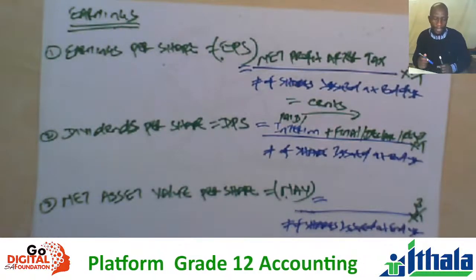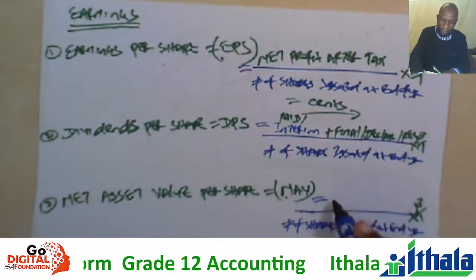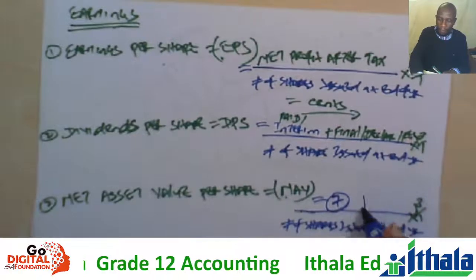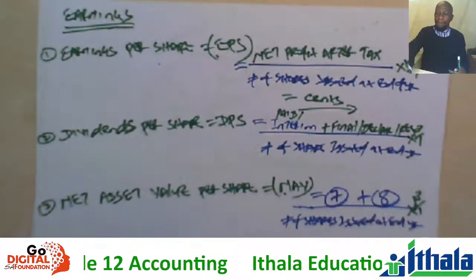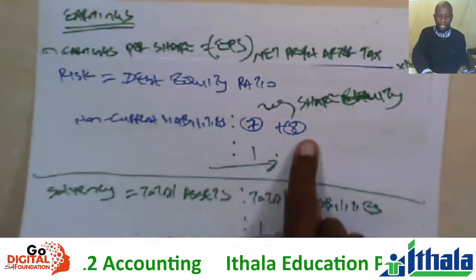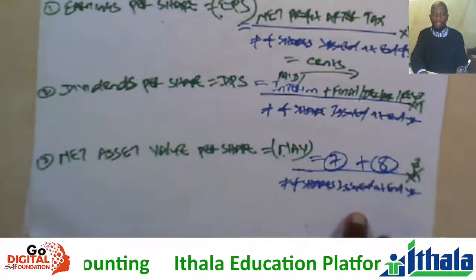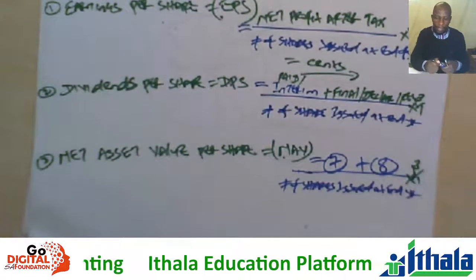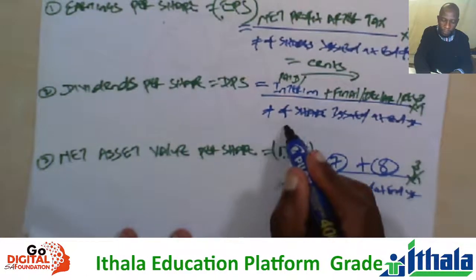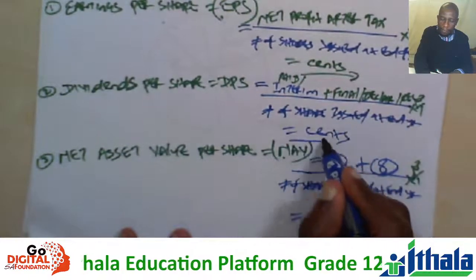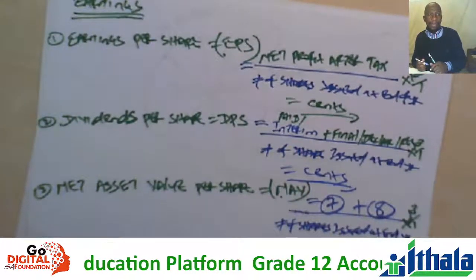So we have the NAV, net asset value. We have note number 7 plus note number 8. Remember, note number 7 and 8, even with the risk ratio. Divide by the number of shares issued at the end, you times by 100, and your answer will be something cents or rands. Here too, your answer will be something cents. You are done with the ratios under the earnings.